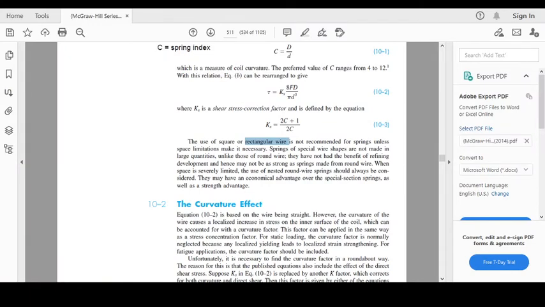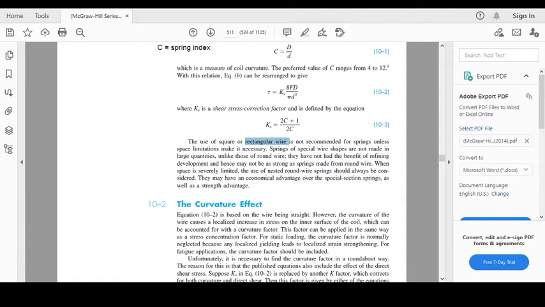Recommended for spring unless space is limited. Springs in special shapes are not made in large quantity like those of round wire. They have not had the benefit of refining development and hence may not be as strong as springs made from round wire. When space is severely limited, a nested round wire spring should always be considered.